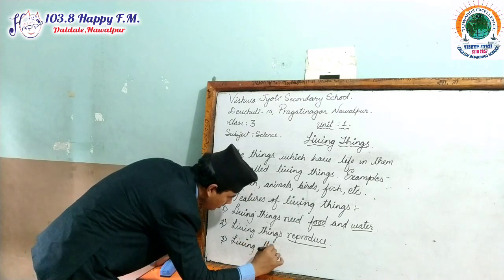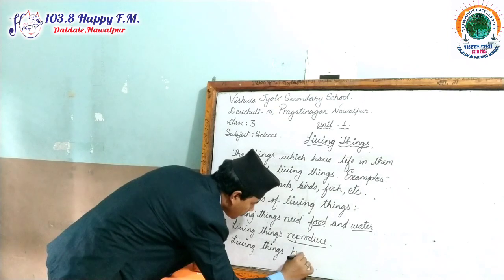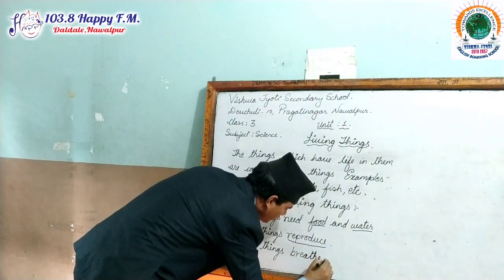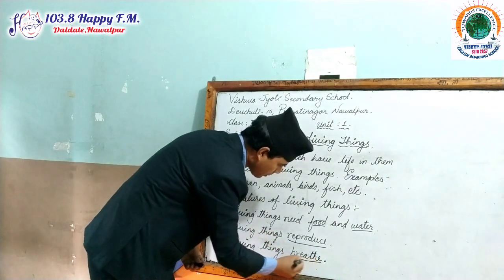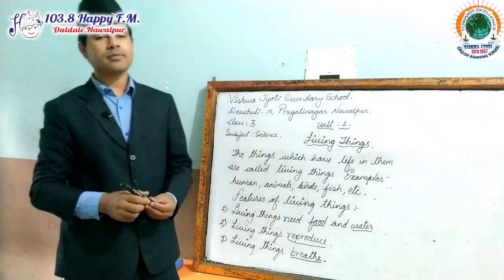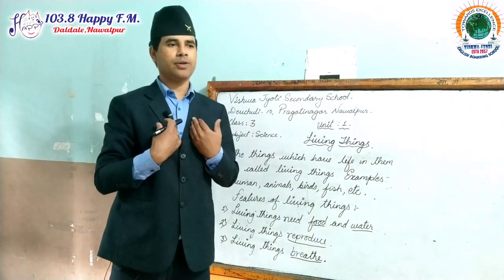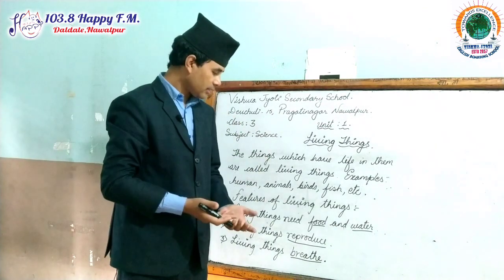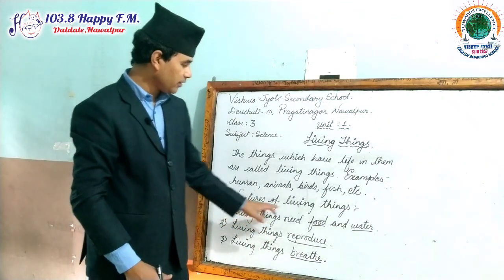Living things breathe. Now, breathing. Every animal breathes. Whether it is a human being like us, we need to breathe. We need to inhale oxygen and we need to exhale carbon dioxide. Breathing is one of the most important features of living things.